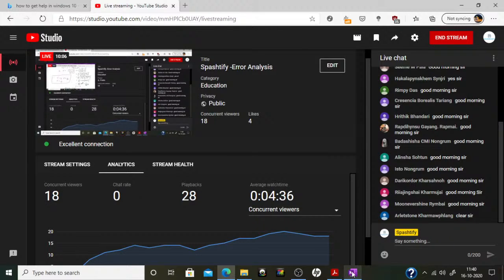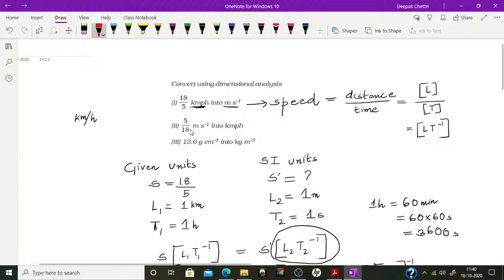Okay, so next one, what is the next question? 5 by 18 meter per second into kilometer per hour. So the reverse of this. Okay, we are supposed to do the reverse of this. So I don't want to try this, it's the same thing, right.